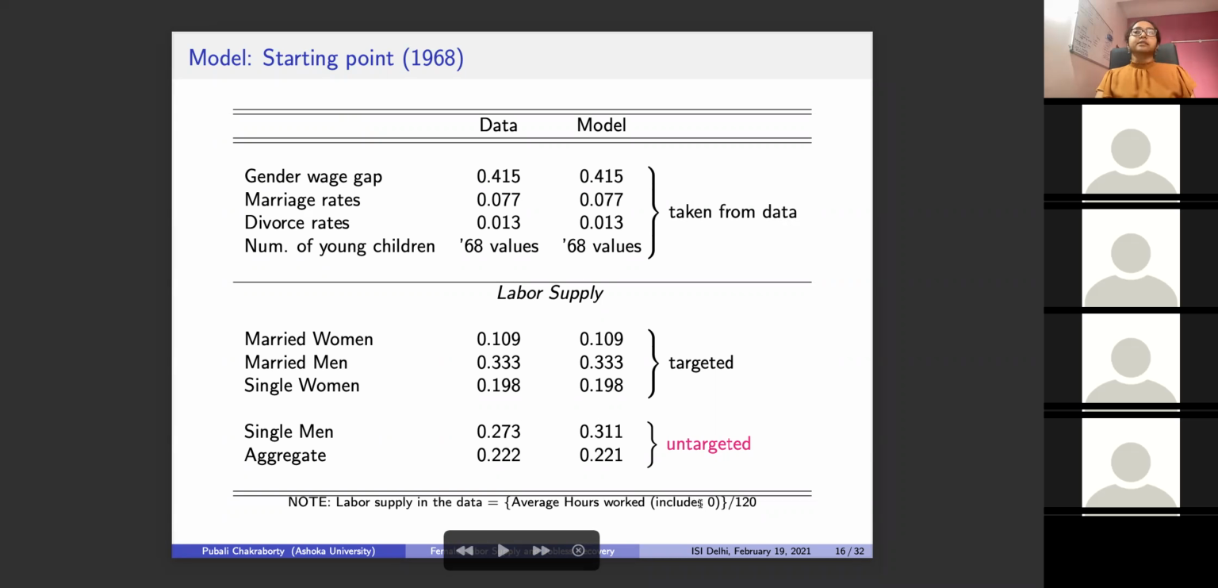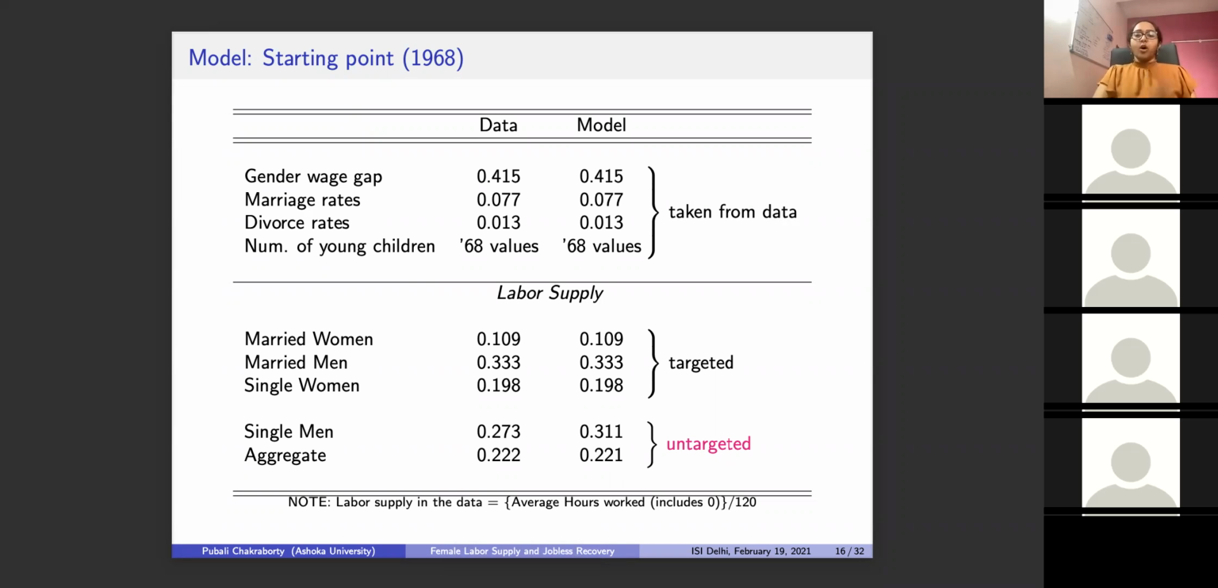So that includes all the zeros, and that's divided by the total number of hours that are available. And that gives me a measure of labor supplied. So I target to match the labor supplied by married women, married men, and single women. My model does a good job in terms of the targeted moments, but also in terms of the untargeted moments, so for single men and in terms of the aggregate, my model also does a good job of replicating it. So this was the 1968 value.